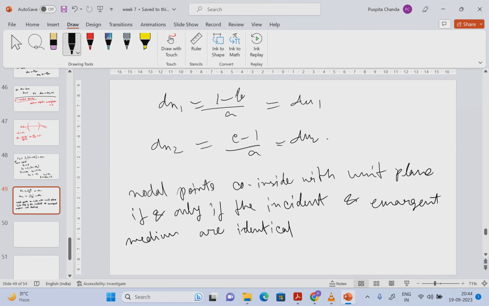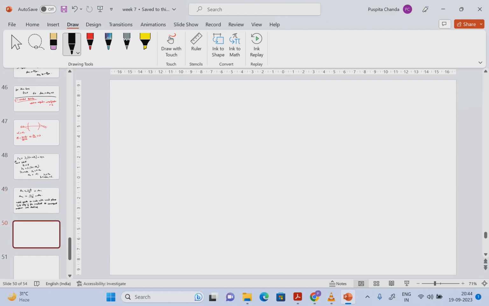The planes which are perpendicular to the principal axis and contain the unit points or nodal points are called the unit plane and nodal plane respectively.